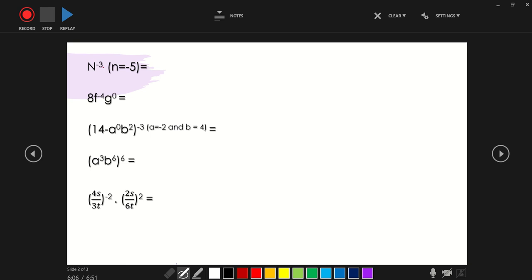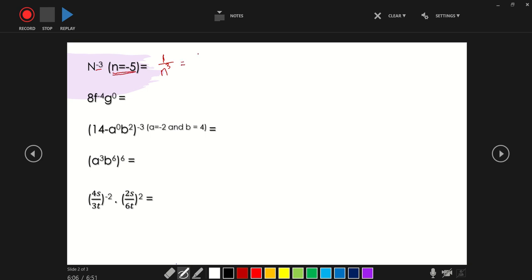Okay, so here we have n to the negative third power. Remember, negative exponents always become fractions, and then they become positive exponents. We do not want any negative exponents anymore. So that means we're going to automatically put it in as a fraction, and it's going to be 1 over n to the third power. Now we can deal with this right here where it says n is equal to -5.